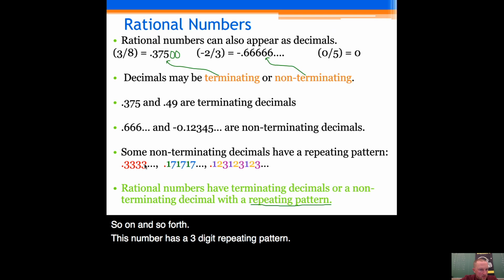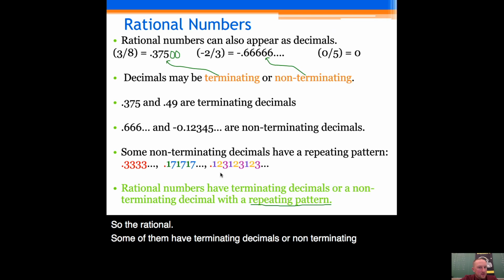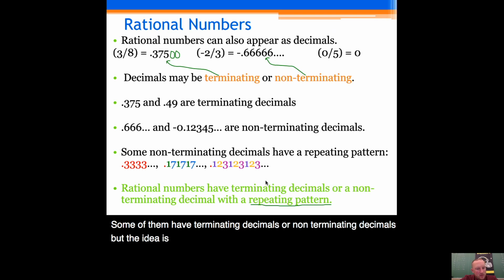All of these numbers can be written as fractions, so they're rational. Some of them have terminating decimals or non-terminating decimals, but the idea is you know what's coming next if it's rational.